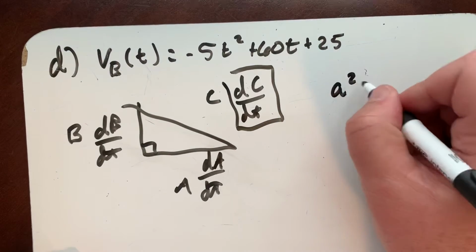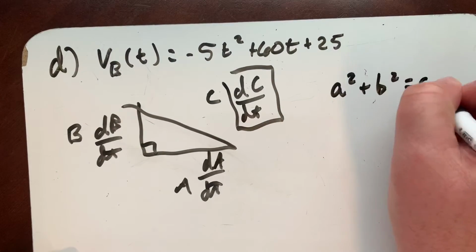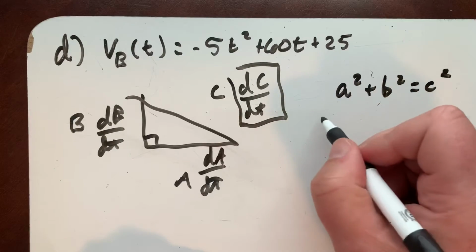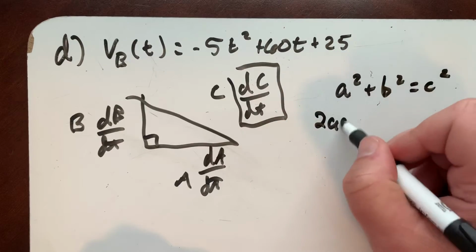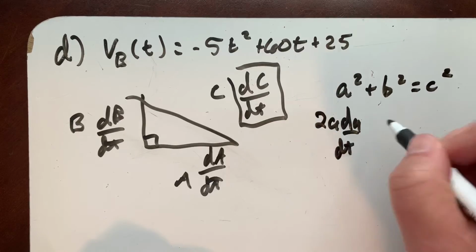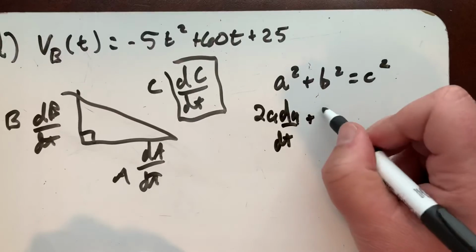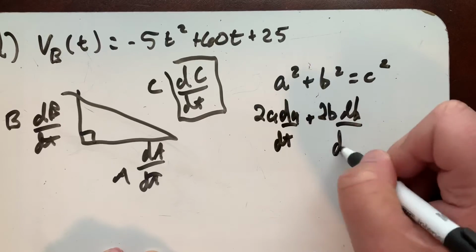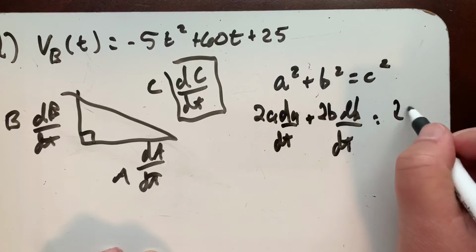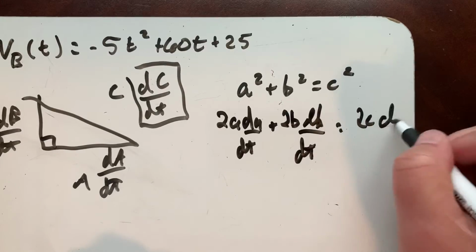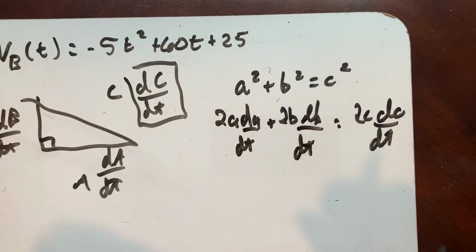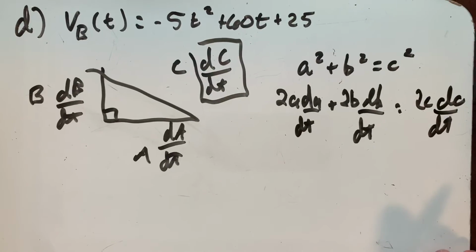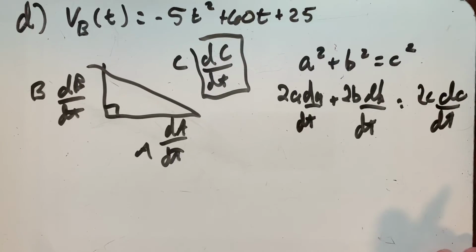So we have a squared plus b squared equals c squared. And when I take the derivative of this, we're going to get 2a dA/dt plus 2b dB/dt equals 2c dC/dt. And now we just need to figure out what all those values are. And again, we're going to be looking for dC/dt.